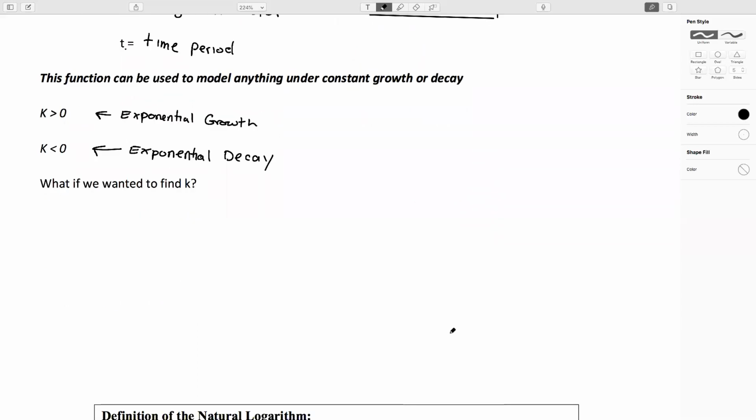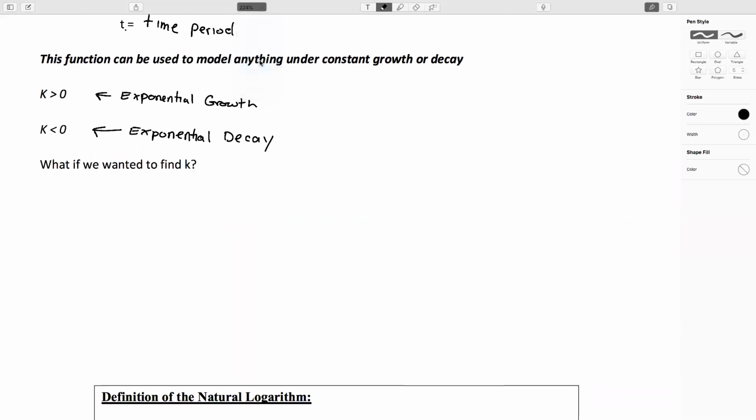So then the question is, how do we find K? K is going to be what's important in modeling. So we're going to need to have a process for solving for K. And it turns out that we can use the log laws to find this. So I'm going to zoom in a little bit.